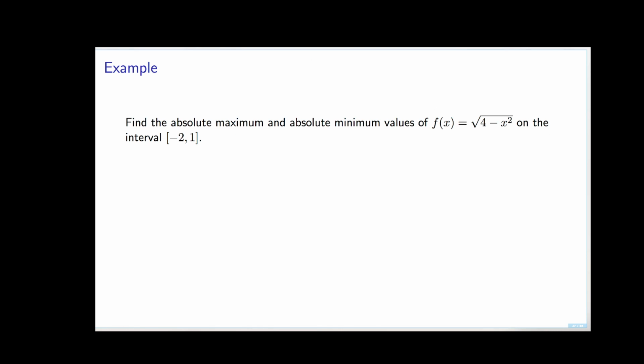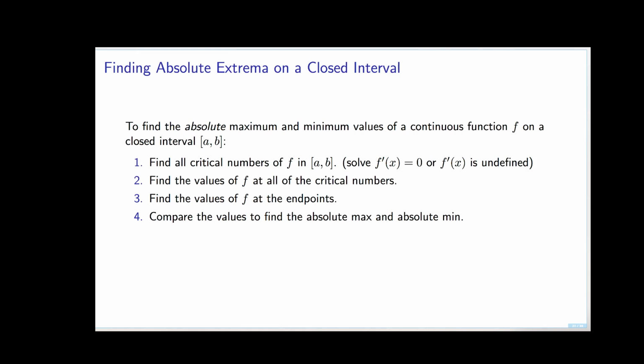In this lesson, we'll do another example problem on finding absolute extreme values on a closed interval. So here we have the function f of x equals root 4 minus x squared on the interval minus 2 to 1. So remember, to find the absolute extreme values, we need to first find all the critical numbers, then evaluate our function f at the critical points and the endpoints, and then just compare our values to find the absolute max and the absolute min.